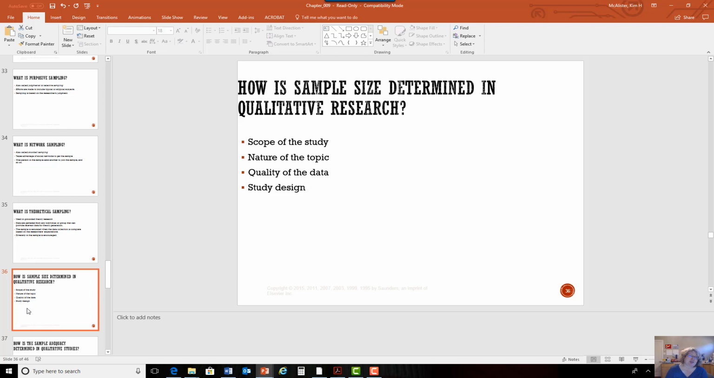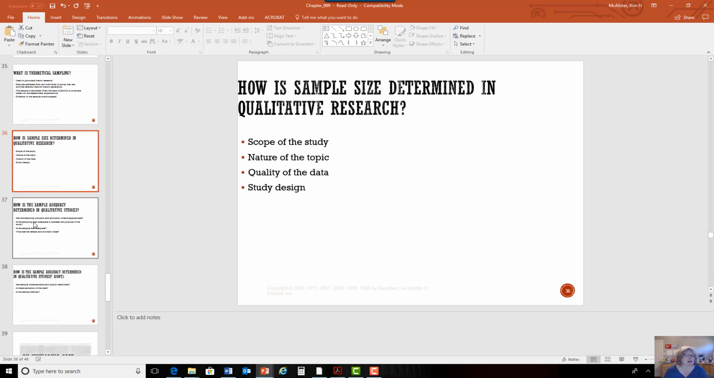So with qualitative research, we're not going to do a power analysis to determine the size. It's going to depend on other factors like the scope of the study. Also, what kind of topic it is. If it's something looking at a very narrow criteria, a very narrow focus, then you're not going to have very many people participating. It also depends on what kind of data you want to get and your study design.